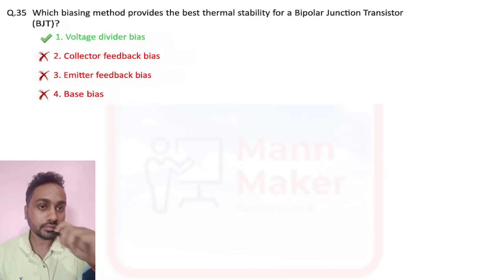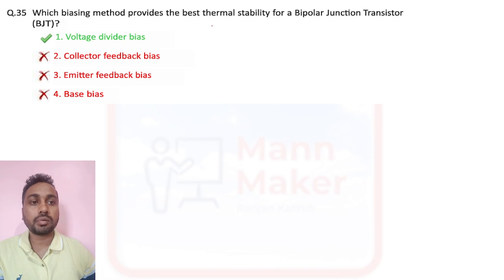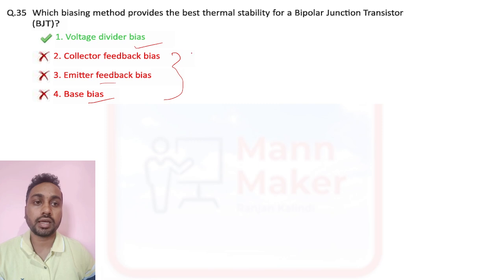Which biasing method provides the best thermal stability of a bipolar junction transistor, that is BJT? So we have biasing in BJT like base biasing, emitter feedback biasing, collector feedback biasing, and voltage divider biasing. So among these all, voltage divider bias provides the best thermal stability. So voltage divider bias will be your right answer.